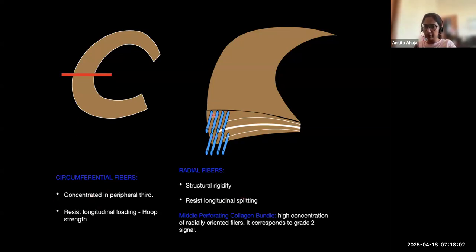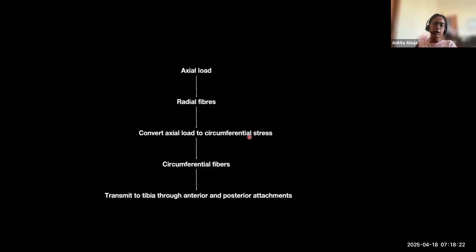You can see these circumferential fibers are blue rods which are running along the meniscus, and they are mainly in the peripheral third. You can see in this image. Then your radial fibers, which are running from inside to outside, are predominantly in the inner two thirds and they provide more of the structural rigidity. So, what is the role of the meniscus? You are standing, you're putting load on your knee, the load goes to the radial fibers, which convert the load to the circumferential fibers, and the circumferential fibers, because they are running along the meniscus, take it up to the roots, and the roots give it to the tibia. So the body handles everything safely.